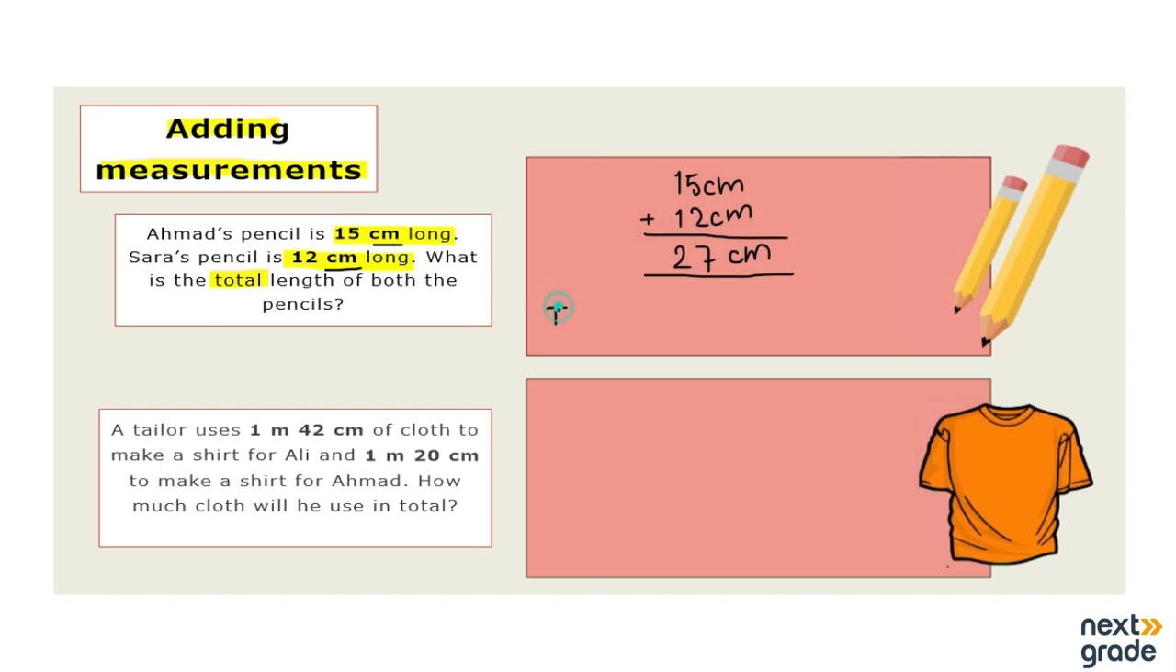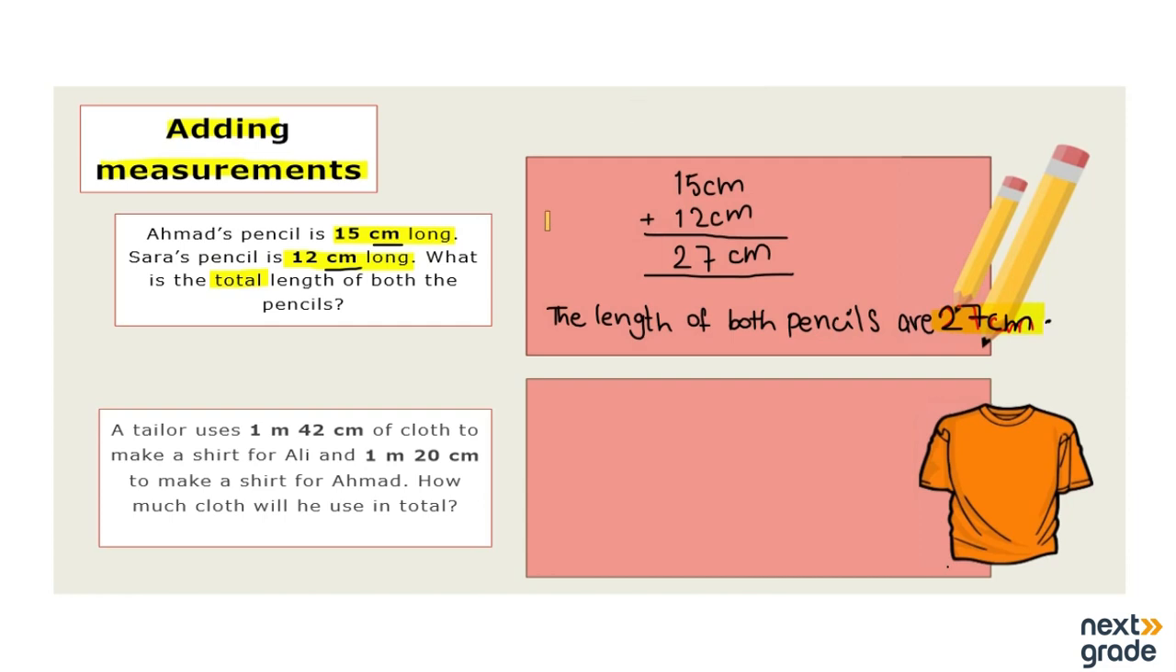So the length of both pencils are 27 centimeter. ठीक है, let's highlight that if we can. Okay, so it's 27 centimeter. ठीक है, so this is the statement form that you can write.